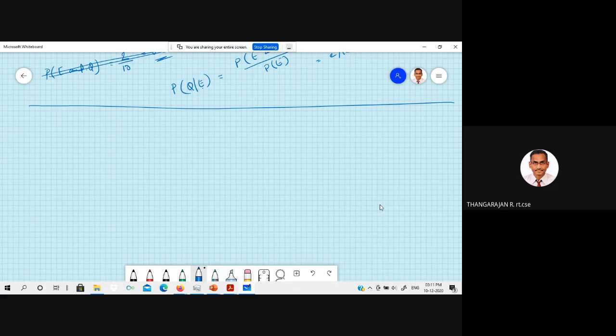But that average will never be a spike like this. Only in the case of a deterministic program will it be a spike. So there will be a small spread. There will always be a small spread around this average.